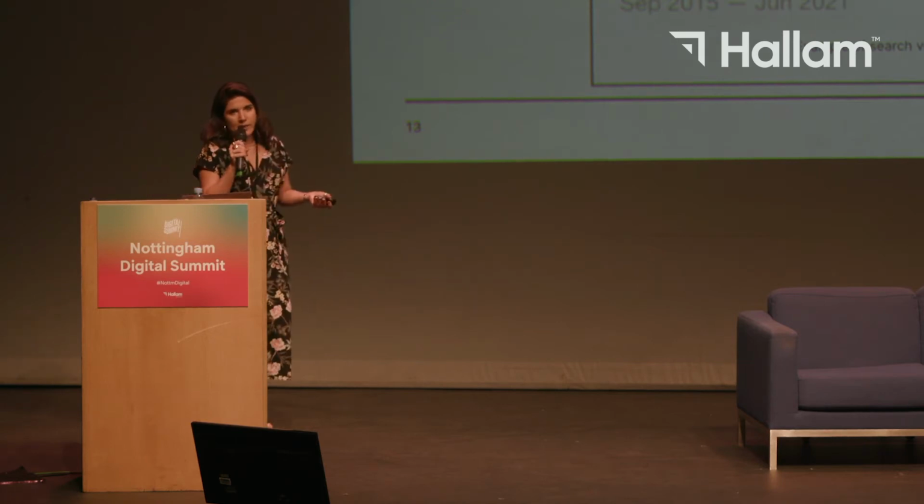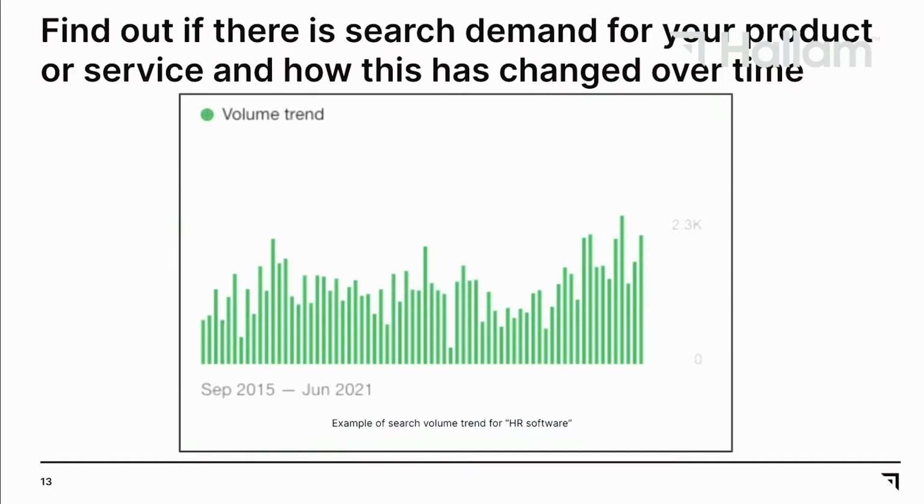A super simple example, and I'm sure some of you are familiar with keyword research and how you can use tools to understand the demand for particular products and services from your target customers. So it is a simple example, but how would you find out whether there is search demand for your products and services and how that's changed over time?